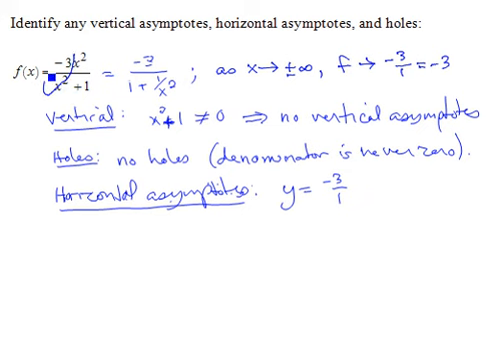and in fact we could have seen that simply by looking at the coefficients of the highest power of x. Negative 3 divided by 1 is going to be the equation of the horizontal asymptote. So y equals negative 3 is the horizontal asymptote. There were no vertical asymptotes or holes.